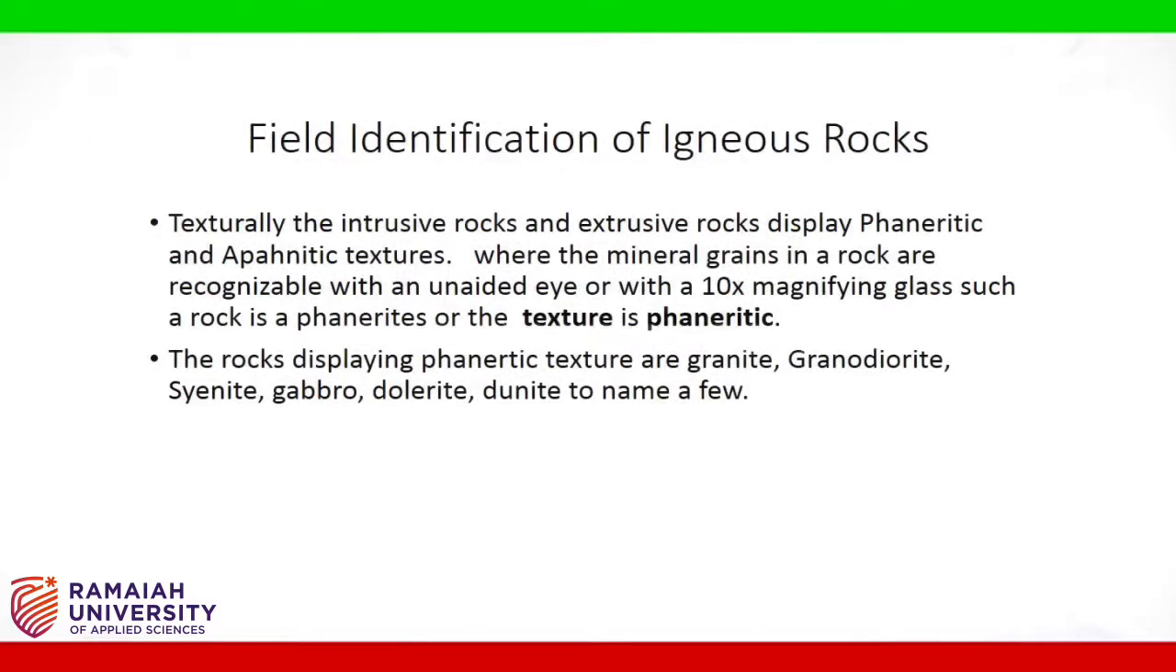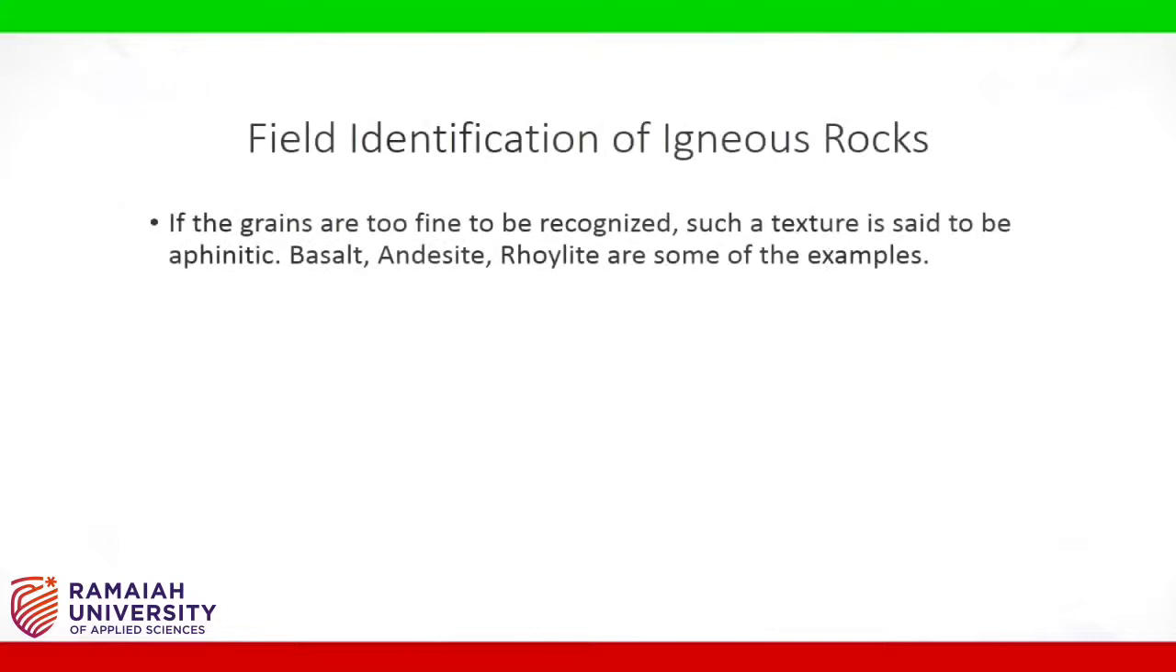Texturally, the intrusive rocks and extrusive rocks display phaneritic and aphanitic textures. Where the mineral grains in a rock are recognizable with an unaided eye or with a 10 times magnifying glass, such a rock is a phanerite or the texture is phaneritic. The rocks displaying phaneritic texture are granite, granodiorite, syenite, gabbro, dolerite, dunite, to name a few. If the grains are too fine to be recognized, such a texture is said to be aphanitic. Basalt, andesite, rhyolite are some of the examples.